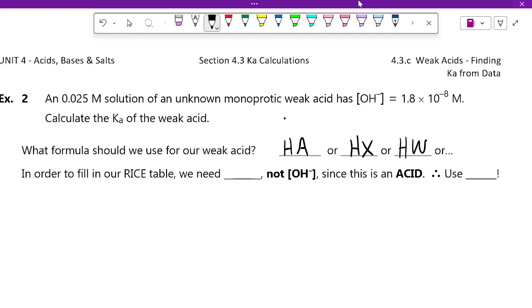I don't know which one's the initial. What are we going to do with that? We need hydrogen, but I gave you OH. If you need hydrogen, but I give you OH, what do you need to do? You need to use KW. What's the point of KW?